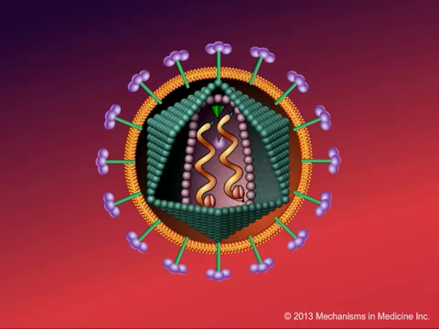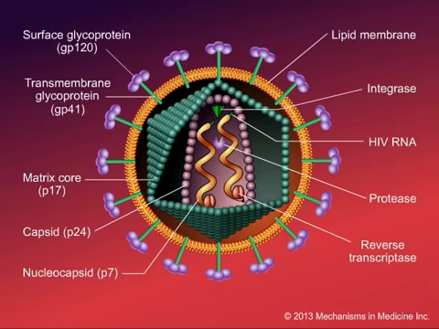You can see that the structure of HIV is very, very complex. There is a lipid membrane, and from that lipid membrane you can see that the spikes protrude outward. These include the surface glycoprotein, which is GP120, as well as a transmembrane glycoprotein that is termed GP41. The matrix core, the capsid protein, and the nucleocapsid protein all underlie the outer layer of the virus.